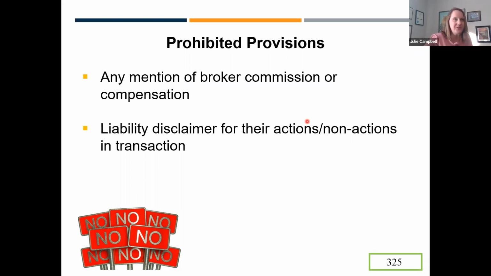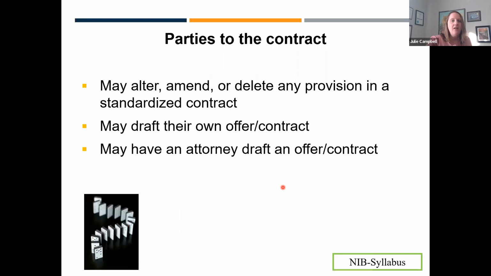So this is always interesting. While you and I can't draft and add and delete, the parties to the contract can. They are the parties to the contract. Guys, bottom line, buyer and seller can agree to sell and buy a house on a subway napkin, right? They don't need the official forms. It's when you and I get involved that they need the official forms.